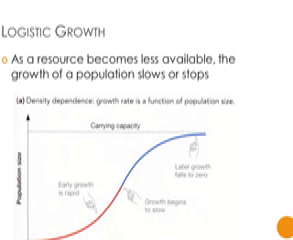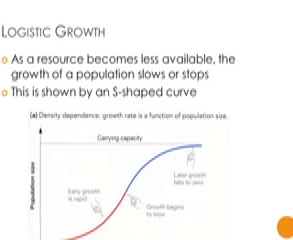So, you may be asking yourself, what happens when this exponential growth hits a limit? Well, that limit is called a carrying capacity. As a resource becomes less available, like grass or some type of food, the growth of a population slows or stops. This is called logistic growth because it's logical that things can't grow on and on forever. Logistic growth is shown by an S-shaped curve. Remember, the other exponential growth looks like a J. Logistic looks like an S.